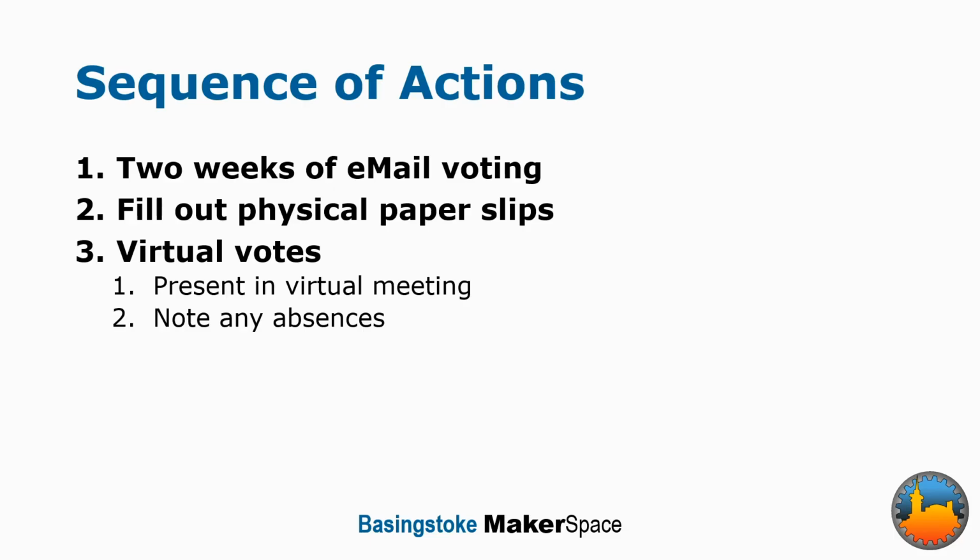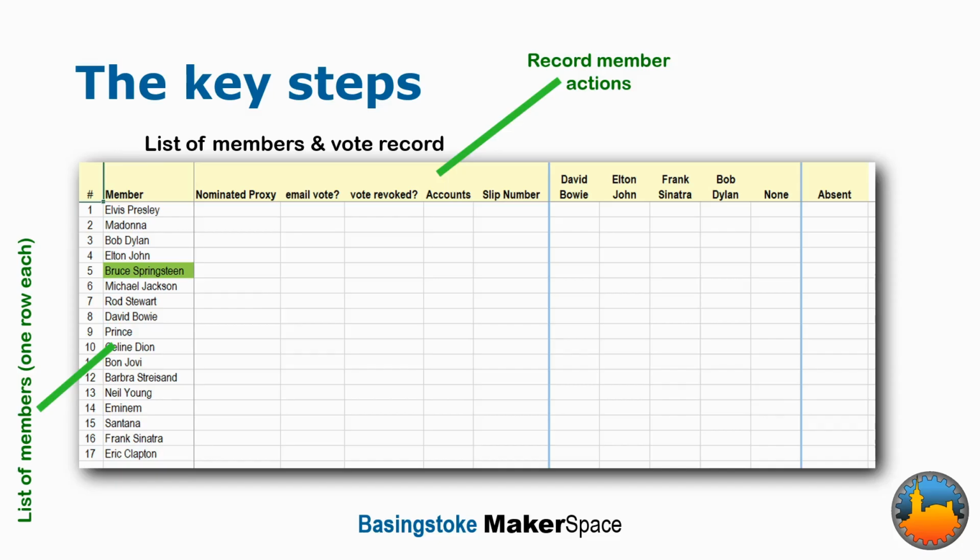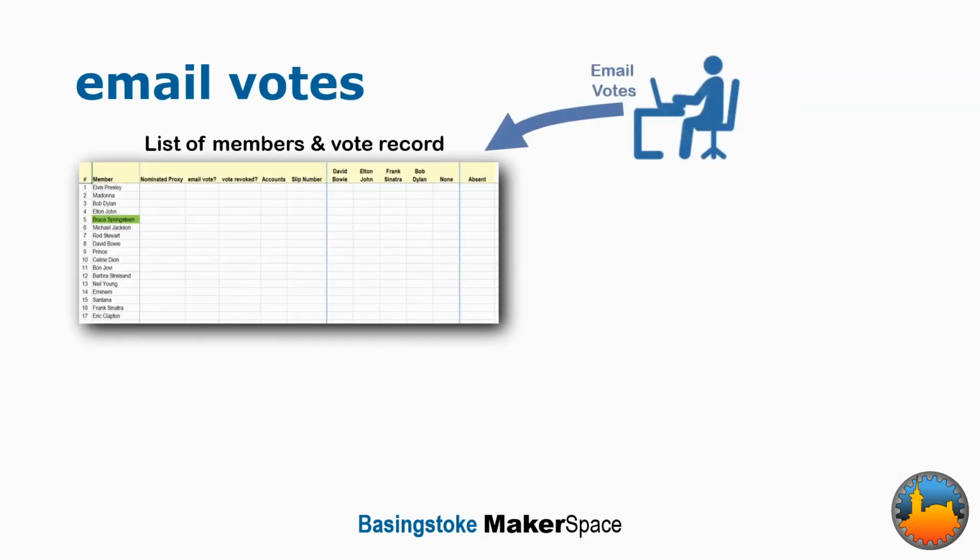A voting administrator is going to use Excel to manage the whole process. Obviously, we need to keep a record that lists all the members and who they voted for. The administrator keeps this sheet updated, but only shares it when absolutely necessary. The worksheet needs to keep track of who has voted by email, who has voted with a physical slip, and who has voted online, and finally, who was absent. The administrator enters email votes straight into the worksheet as they arrive.